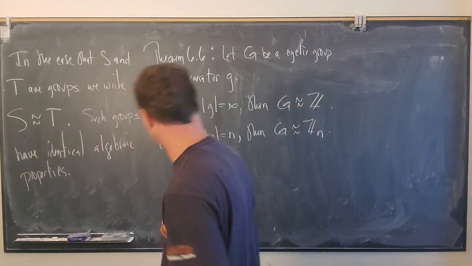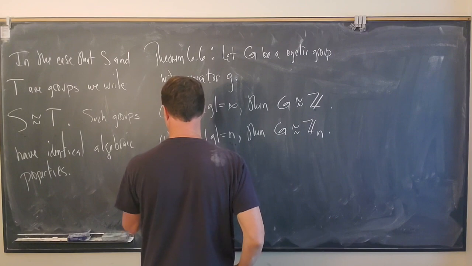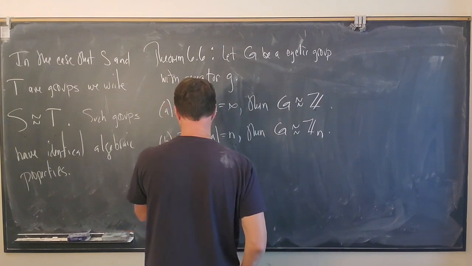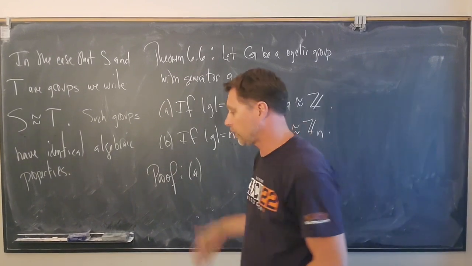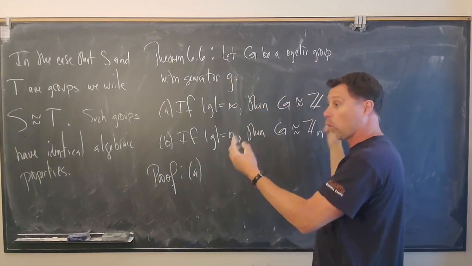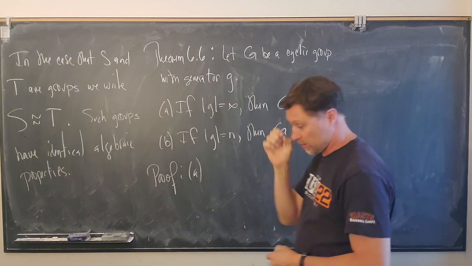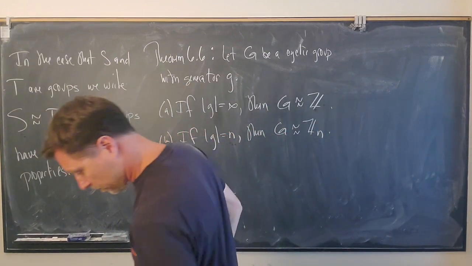Okay, so let's prove this. But this is a big deal, right? What it does is it completely characterizes cyclic groups. It's either infinite, in which case it's isomorphic to Z, or it's finite, in which case it's isomorphic to Zn for the appropriate choice of n.